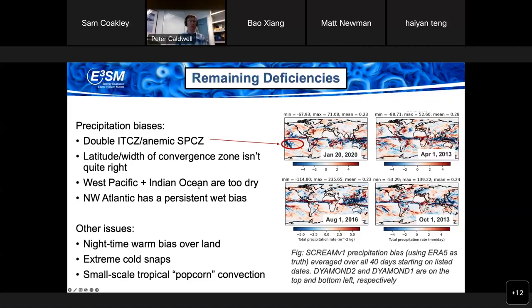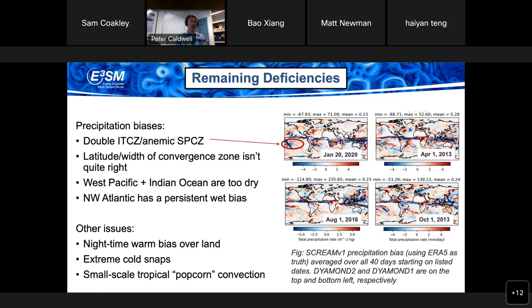So that's interesting. I mentioned before that the West Pacific is problematic in terms of precipitation, also the Indian Ocean. And those, I think, are related to this last point at the bottom here, that we're having a hard time aggregating our popcorn convection, which I think is due to the fact that we have this partially resolved convection. We haven't quite figured out how to deal with that yet.